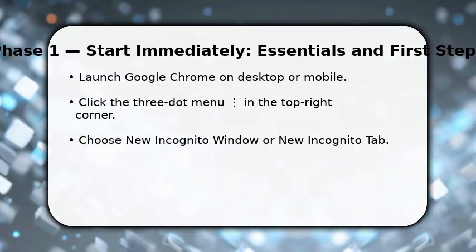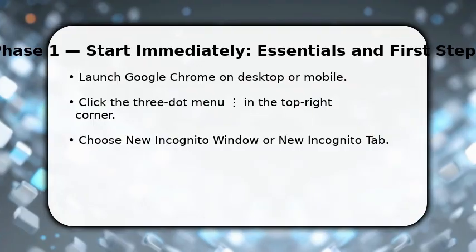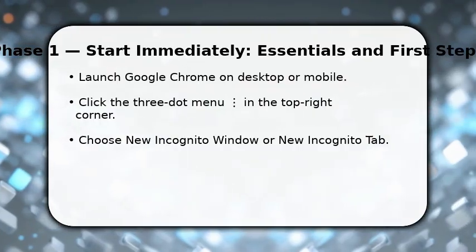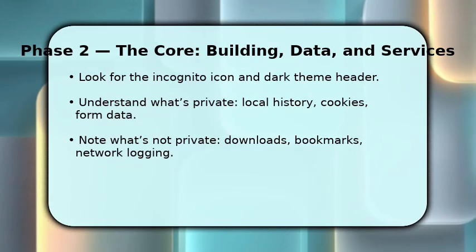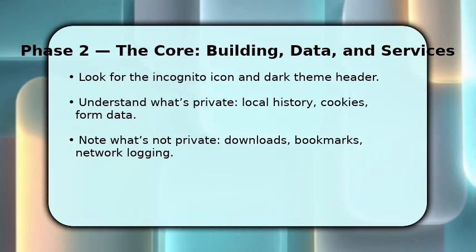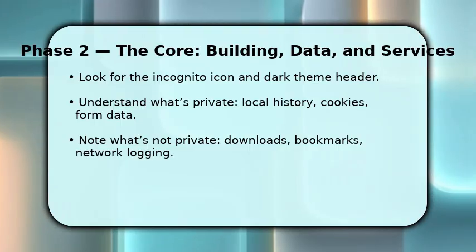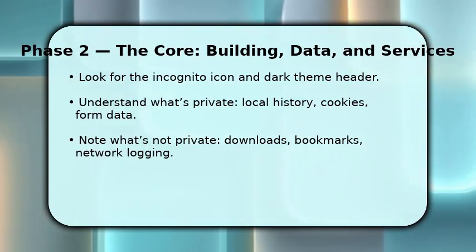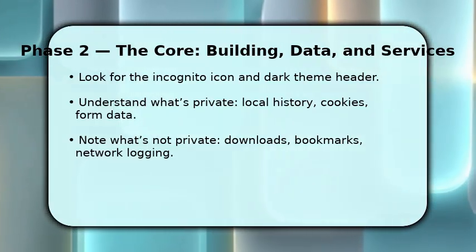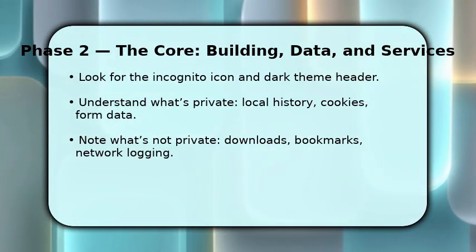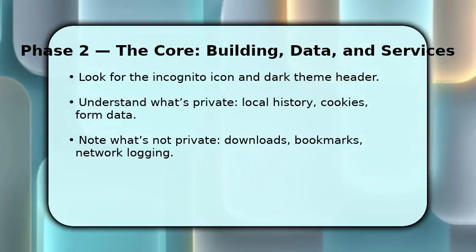Make sure you notice the dark theme and the incognito icon. They indicate you're in private mode and local browsing data. Once in Incognito, confirm the session by checking the dark header and the incognito icon. This visual cue matters. You should know why this helps. Chrome stops saving local history, cookies, and form data for that session, so sites won't leave traces on your device.